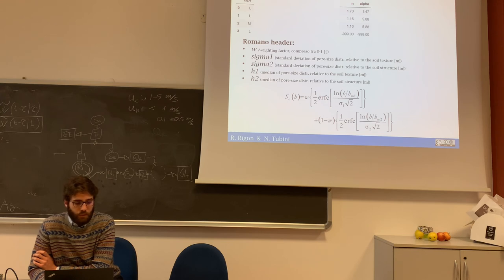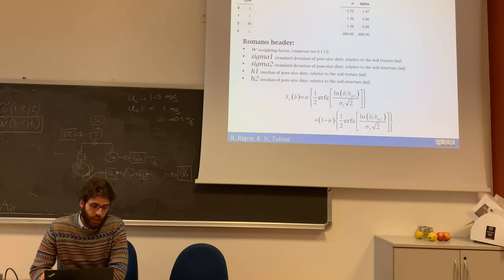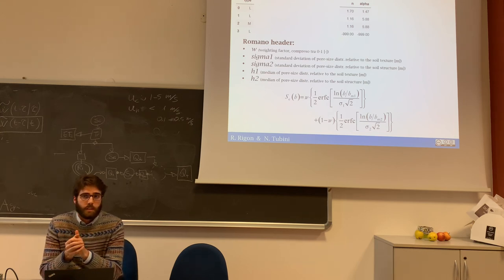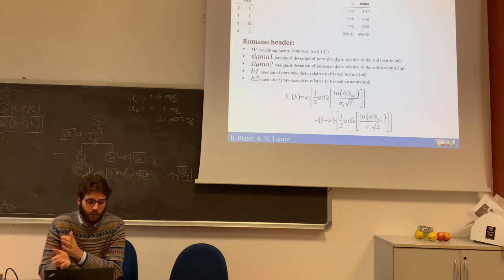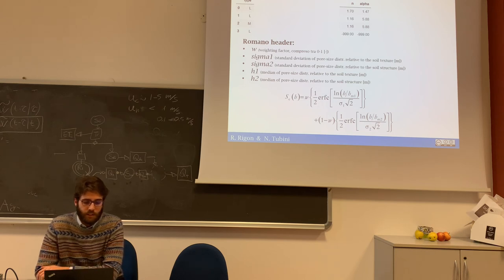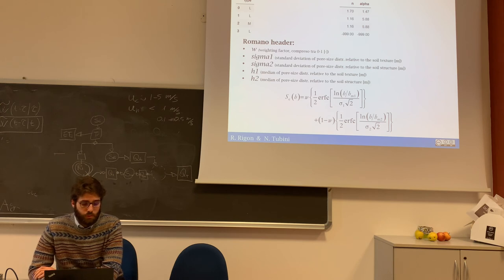Or we can have also the model by Nunzio Romano, in which there are five parameters. W is a weighting factor, because this is a bimodal model for pore size distribution. Sigma 1 is the standard deviation of the pore size distribution relative to the soil texture. Sigma 2 refers to the standard deviation relative to the soil structure. H1 and H2 are the medians of the pore size distributions.